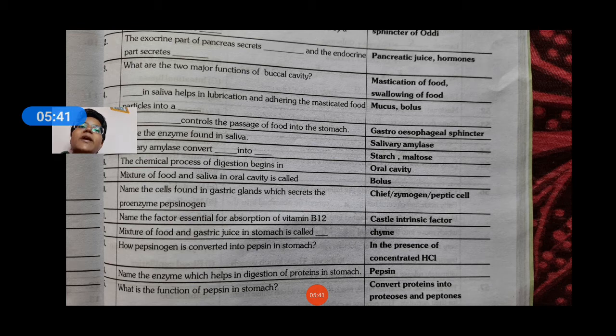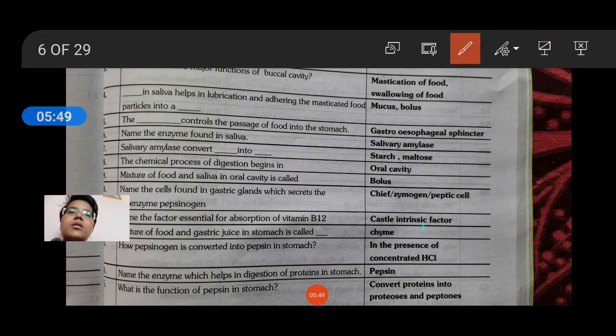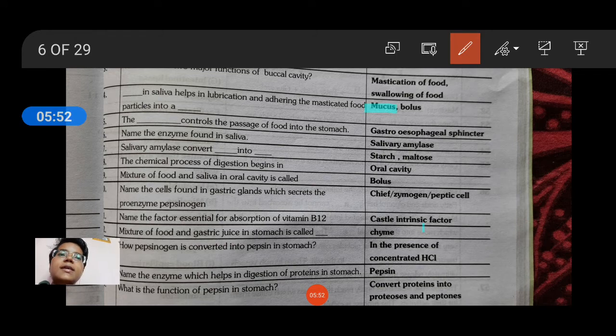What are the two major functions of the buccal cavity? Mastication of food and swallowing of food. Mucus in saliva helps in lubrication and adhering of masticated food particles into a bolus. The gastroesophageal sphincter controls the passage of food into the stomach.